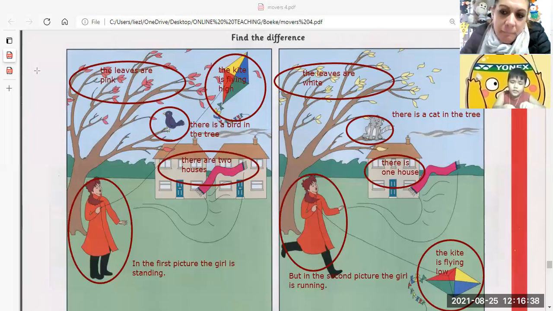In the first picture, there is a bird in the tree. But in the second picture, there is a cat in the tree. In the first picture, there are two houses. But in the second picture, there is one house. House. Good.